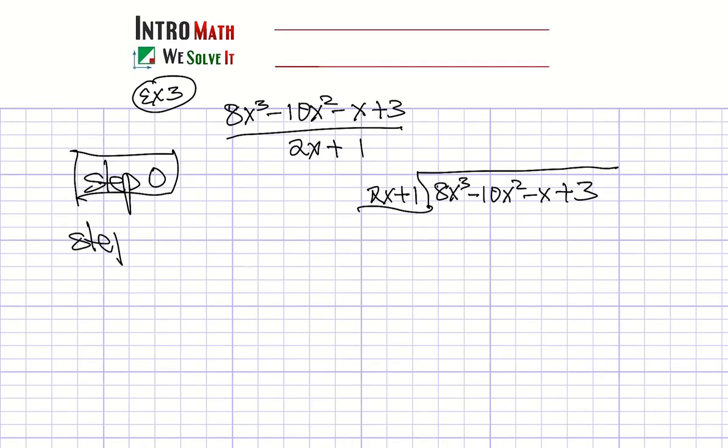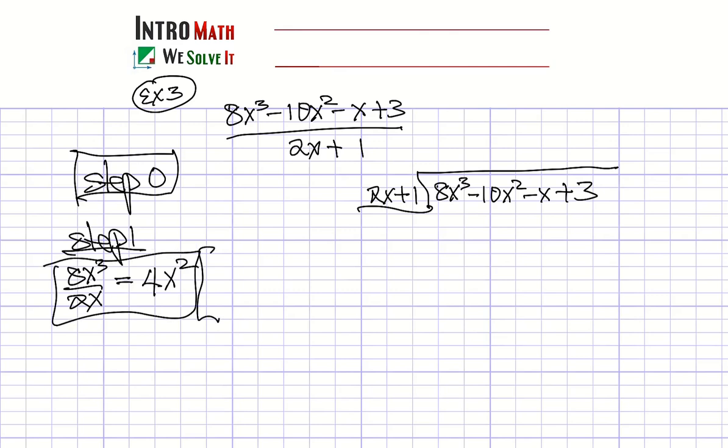And then step 1. Step 1 will say 8x cubed over 2x. You see that, right? What do you get from there? Let's put it here, 8x cubed over 2x. Let's give it more space. What do you get there? You get 4x squared, right? That's what you get there.